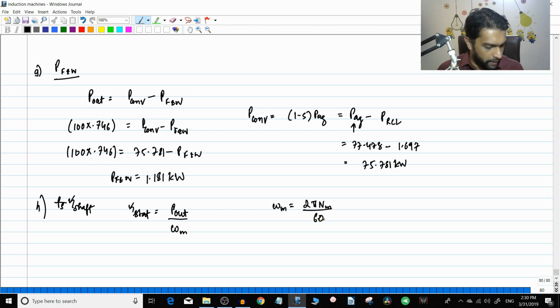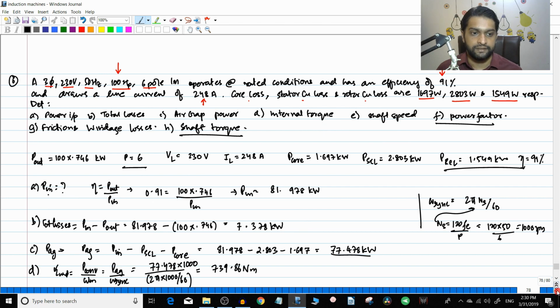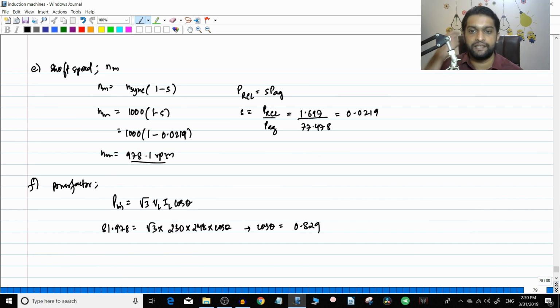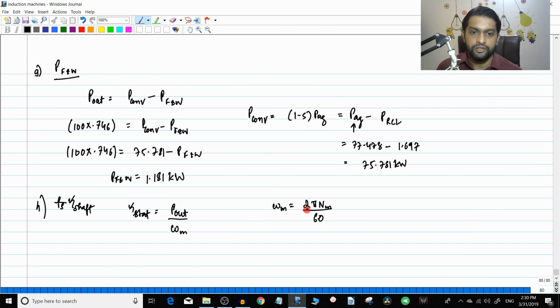So in this problem, have we found out the value of Nm? Let me just see. So yes, we have found out the value of Nm to be 978.1. So we can just substitute that here. It will be 2 pi into 978.1 divided by 60. So this value you can substitute. The output power is 100 into 0.746 divided by 2 pi into 978.1 divided by 60.